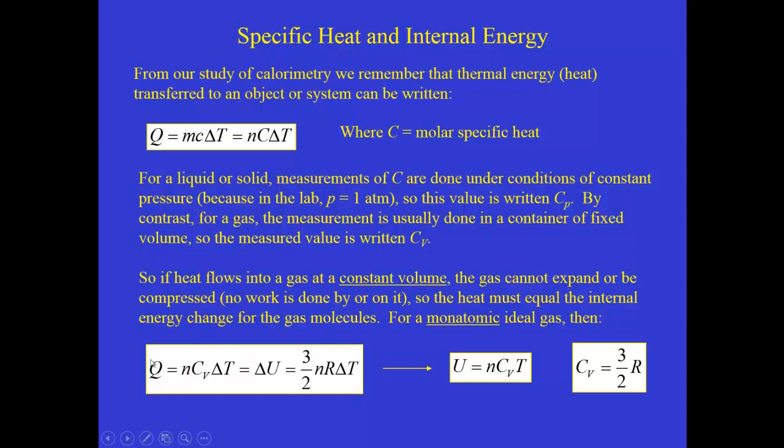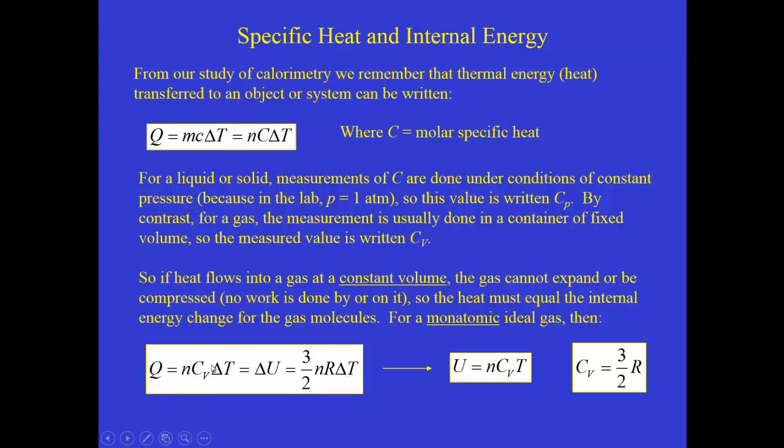And as a result, we can take our formula for Q, and I'm going to explicitly write it now with C sub V, the specific heat at constant volume. So n C sub V delta T for Q then has to just equal the change in the internal energy U. And we already know from our previous slide that for a monatomic system, that's 3/2 nR times delta T.